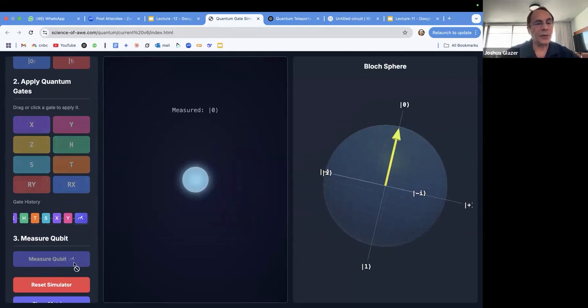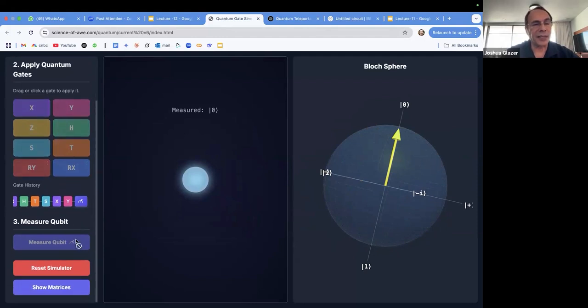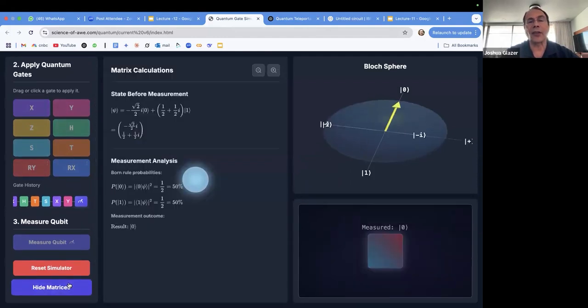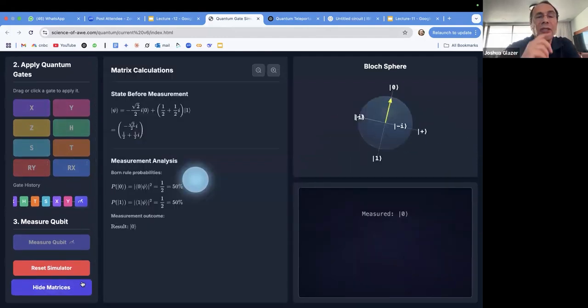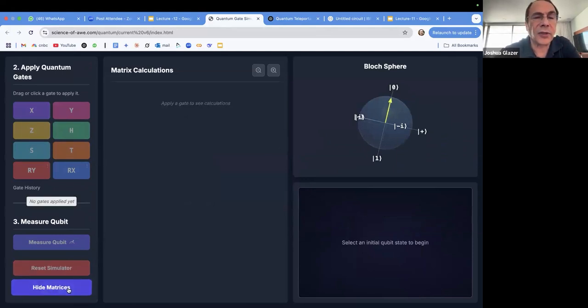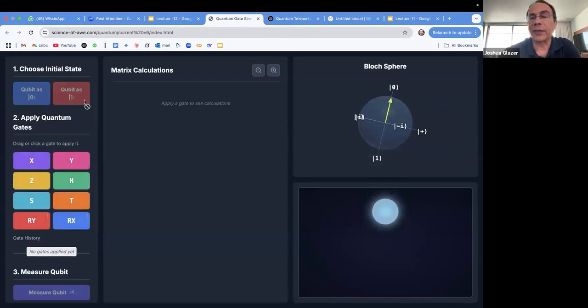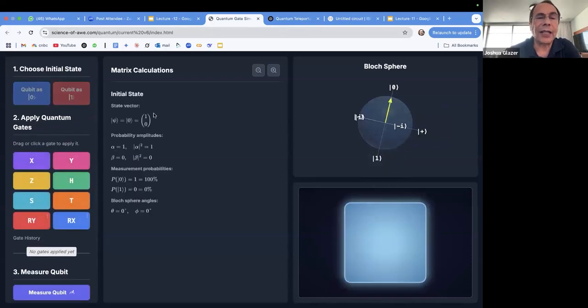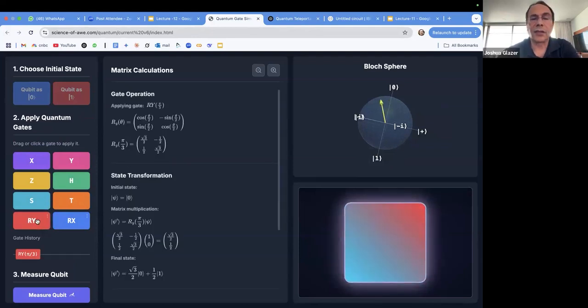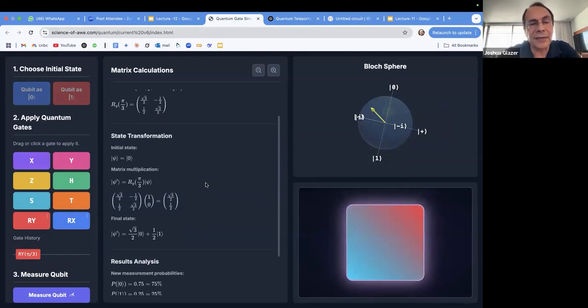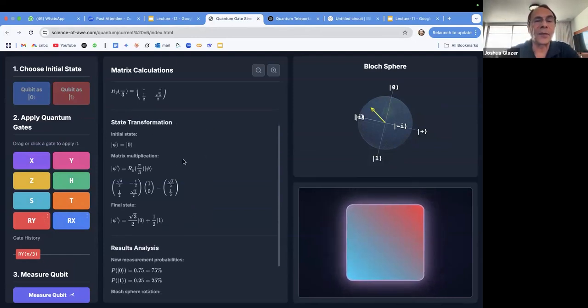Now, if you want to play a little bit with it, it's really, really nice. We can even have a show matrix option here. And let me show you my favorite. Okay, so let's do resetting. Let's reset the simulator. Sorry. And let's take a qubit, which is 0. And now I will act on it with this unitary operation. And the reason I did it is because we're going to use it very soon.